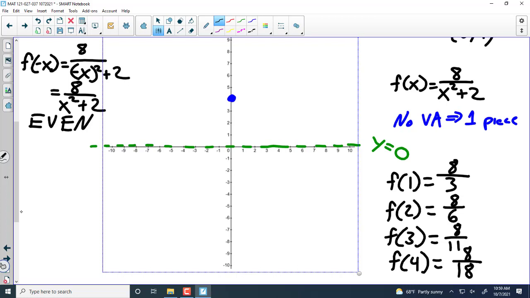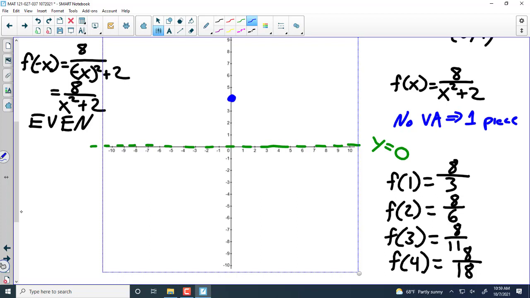What's the top going to be no matter what number I plug in there? 8. What's the bottom going to do? Keep getting bigger because we keep on squaring them, right? That's exactly what's going to bring us down to that horizontal asymptote. Also, are these things ever sharp and pointy? No. So here's what we're going to do.